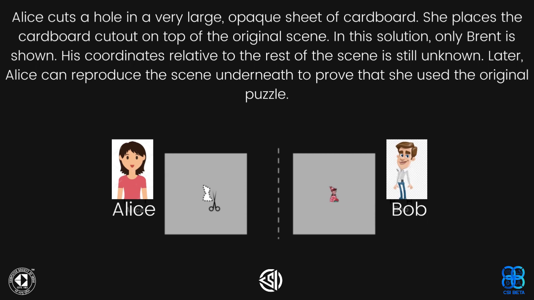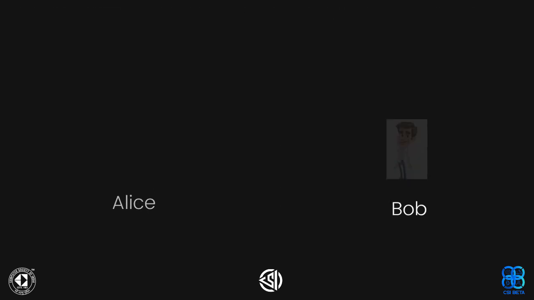So what Alice does is cut a hole in a very large opaque sheet of cardboard and place the cardboard on top of the original scene. Only Brent is revealed. His coordinates relative to the rest of the scene are still unknown. Later on, Alice can reproduce the scene underneath to prove that she used the original puzzle. So this is one of the ways to demonstrate ZKP protocols, and there are numerous examples available on the internet to show ZKP protocols.